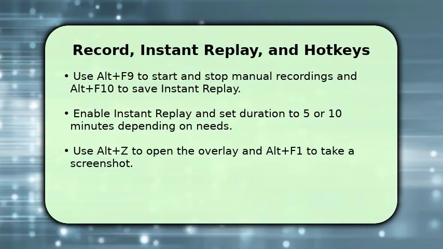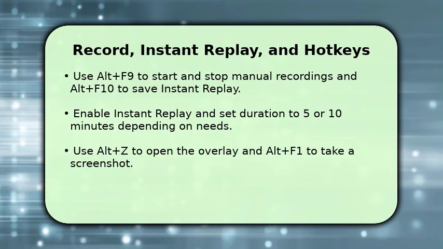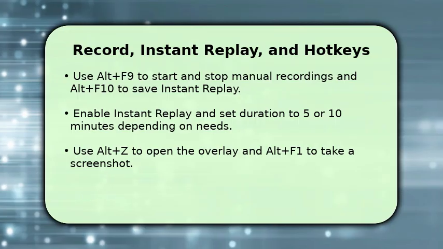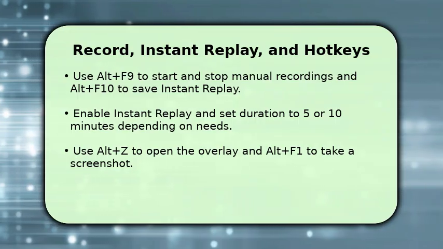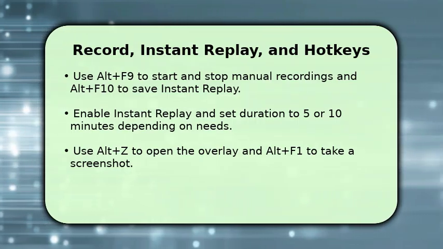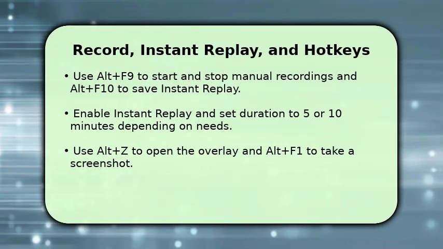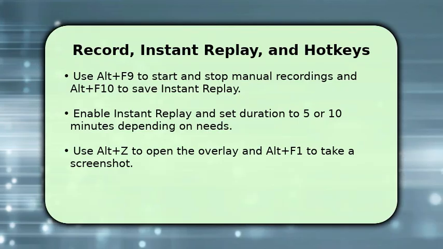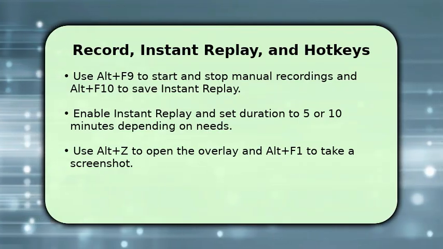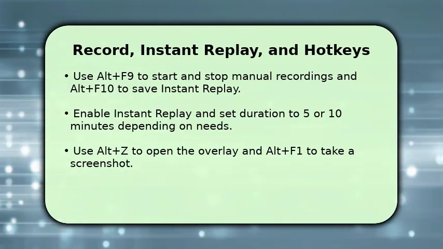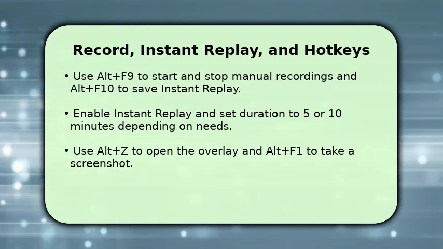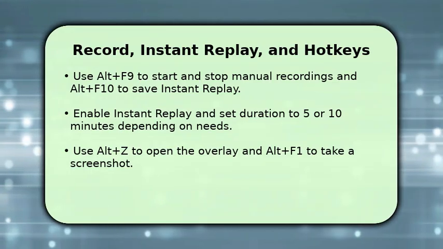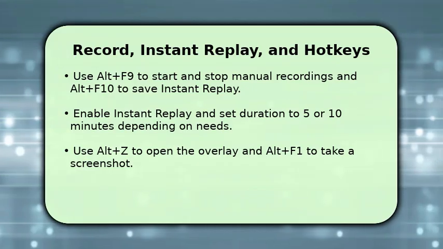Open the overlay with Alt+Z and learn the default hotkeys for quick control. Use Alt+F9 to start and stop manual recordings when you know you will create long footage. Enable instant replay and set duration to 5 or 10 minutes to automatically capture recent gameplay moments. Press Alt+F10 to save the most recent instant replay to disk instantly. Use Alt+F1 to take a screenshot and check your recorded file in the chosen directory.